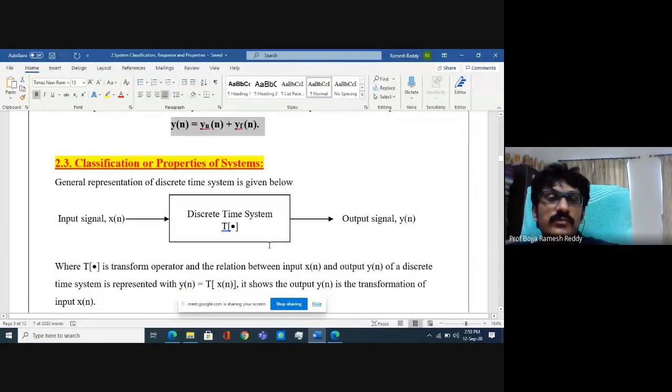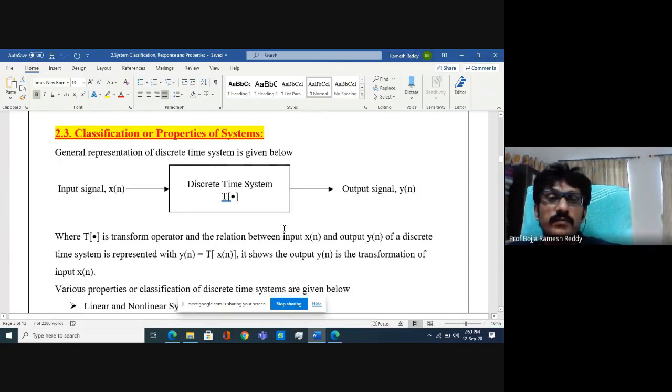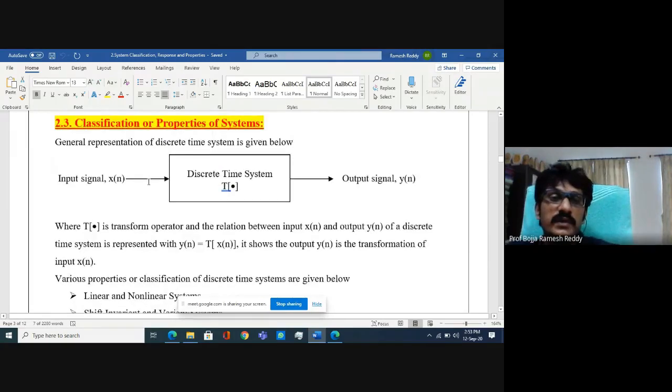Next, classification or properties of systems. Like properties of signals, we have completed various properties of signals. A signal may be even or odd. A signal may be causal or non-causal. A signal may be bounded or unbounded. A signal may be periodic or aperiodic. A signal may be deterministic or non-deterministic. A signal may be an energy signal or a power signal. Similarly, we have properties of systems also. If we know the system, then we can classify it and test the system for so many things. We'll see one by one. This is the general representation of a system.